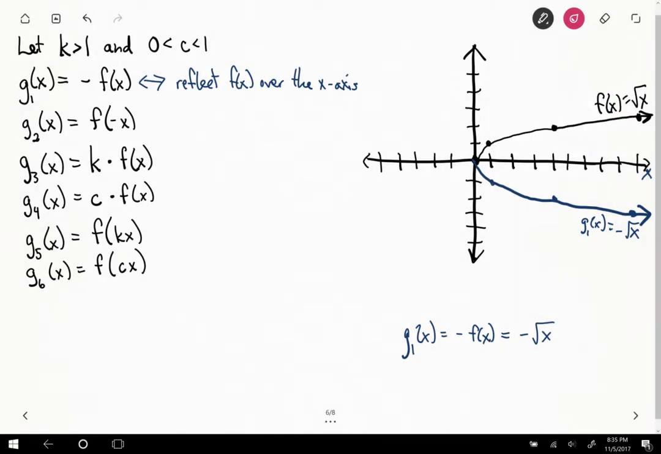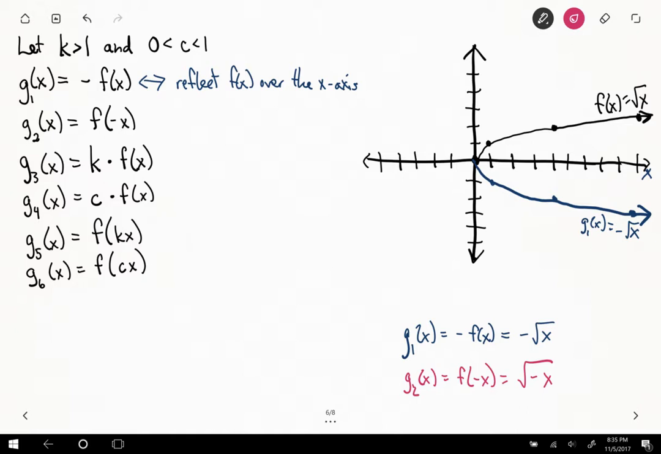Okay, so let's try one with g2 of x. So that's f of negative x now. But notice x is inside the square root, so we want square root of negative x. So what happens there? Well, notice you can't have all of a sudden square root of, if I plug in 1, I get square root of negative 1. That's undefined in the real numbers. You have to go to the imaginaries to get there. So that won't quite work.